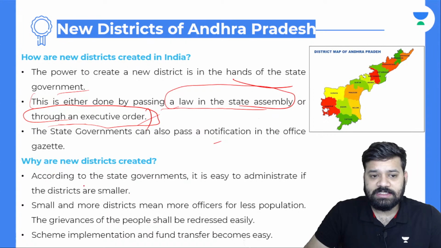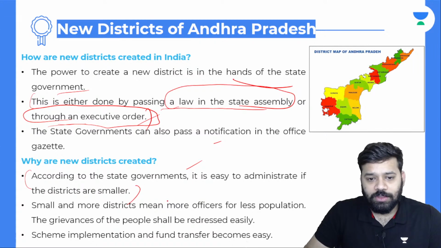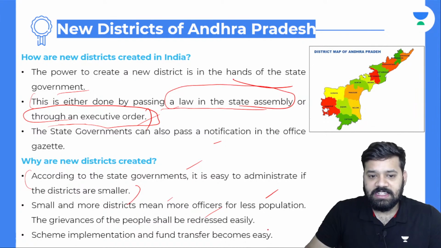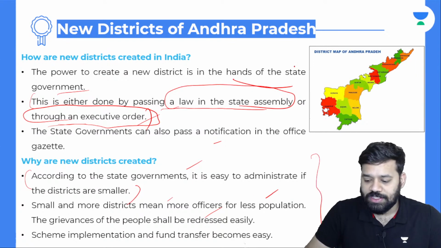Why are the new districts created? According to the state government, it is easy to administrate if the districts are smaller, correct? If the districts are smaller, the administration will be easy. Small and more districts means more officers for less population. The grievances of the people shall be redressed easily. Scheme implementation and fund transfer becomes easy, and that's the idea behind creating new districts.